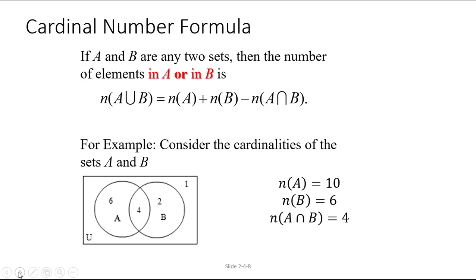So if I asked you for the total that is in either A or B, it might be tempting to add 10 plus 6 and get 16, but that would be overcounting. That would be counting the total number of elements in the overlap twice, which is 4. So to fix that, what we do is we just subtract off the 1 extra copy of the overlap, the 4. So 10 plus 6 minus 4 is 12.